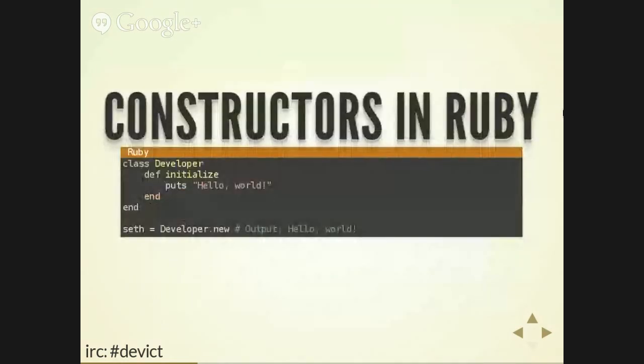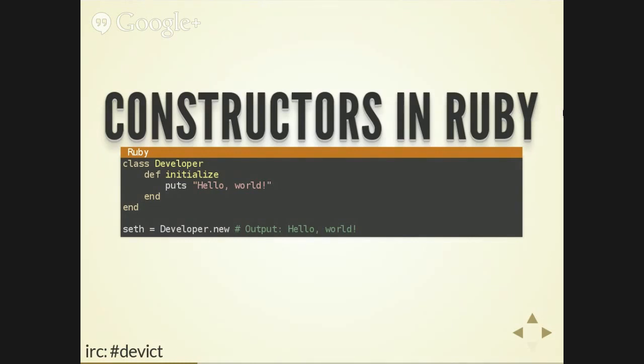In Ruby, constructors use the word initialize. So you might maybe call it an initializer. I don't know if that's a concept Rubyists use or not. Over here, it's the same thing. As soon as I say developer.new, not only do I get an instance of developer, which I'm calling Seth, but just calling developer.new outputs hello world.